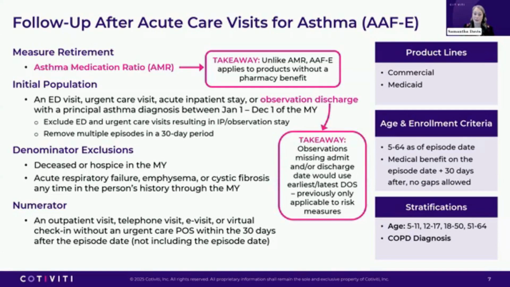Of note, in the draft spec, NCQA indicates that observation discharges that are missing admit or discharge dates can utilize the earliest and latest dates of service on the discharge claim as a proxy for admit or discharge date as needed. This is notable as previously this guidance was included specifically in the general guidelines for risk-adjusted utilization measures and otherwise did not apply outside of the risk domain.